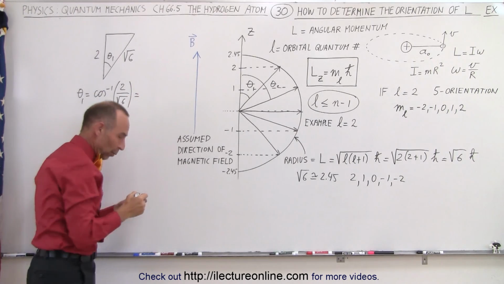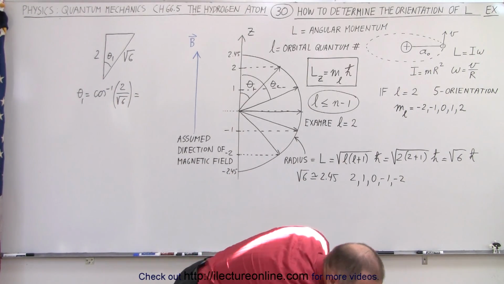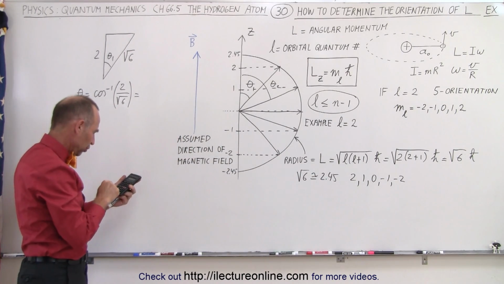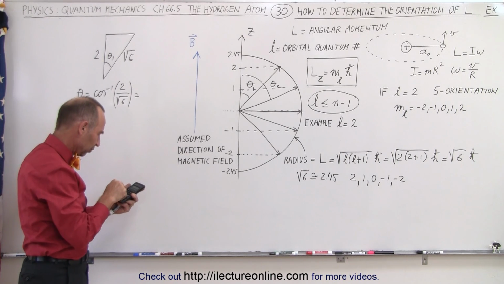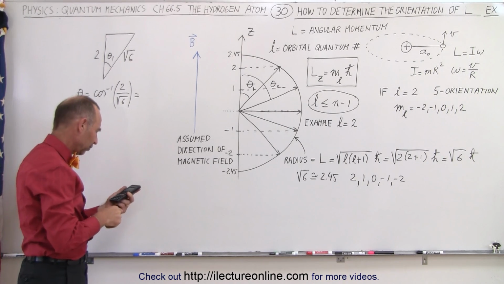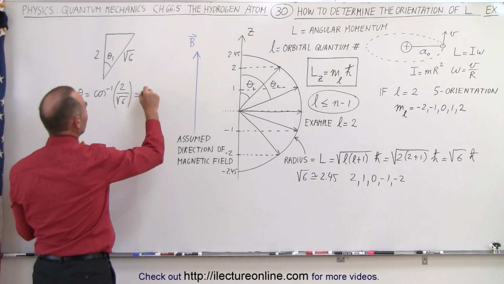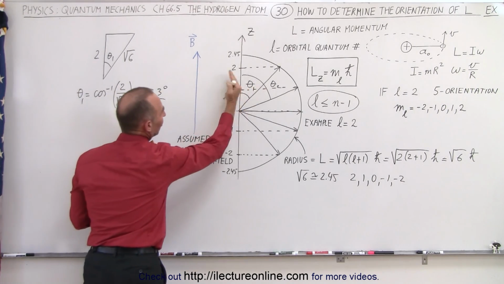Let's go ahead and see what that angle would be equal to. We have 2 divided by the square root of 6. Take the inverse cosine of that, and that gives us 35.3 degrees. So our first angle here would be 35.3 degrees, and that's relative to the z-axis.